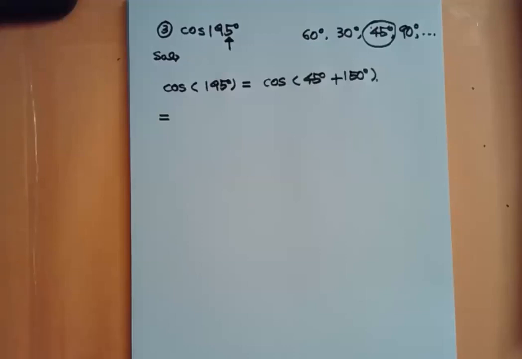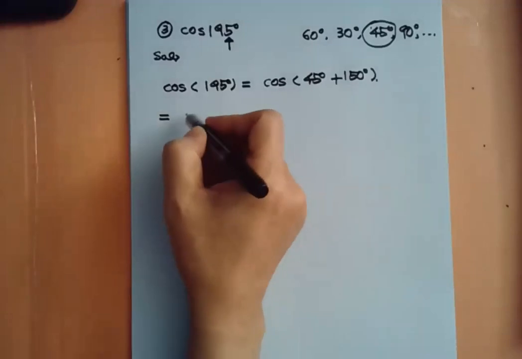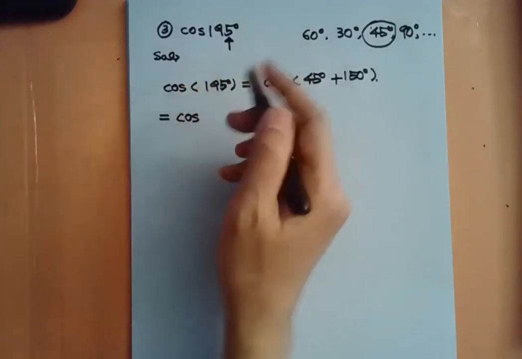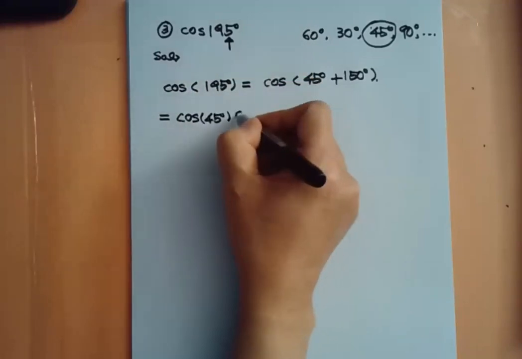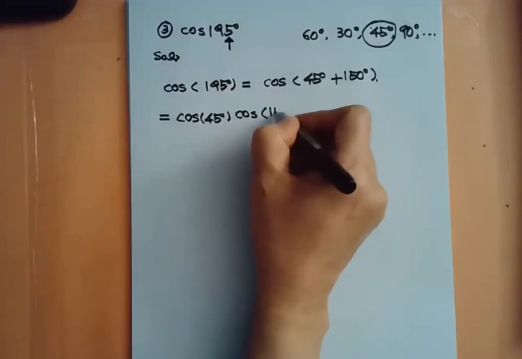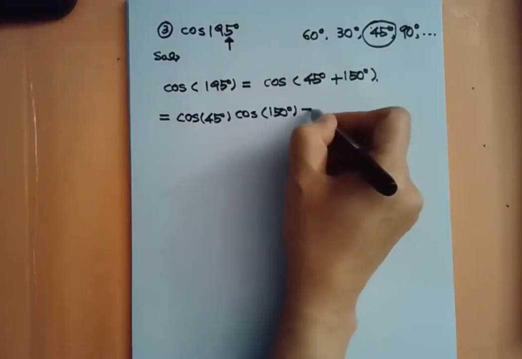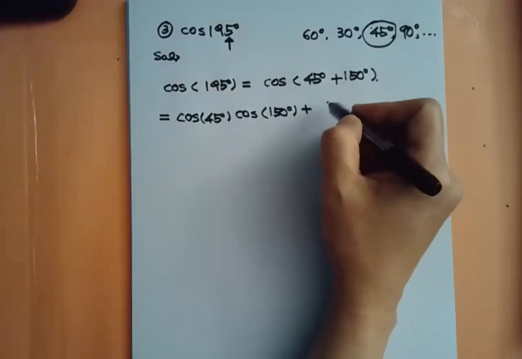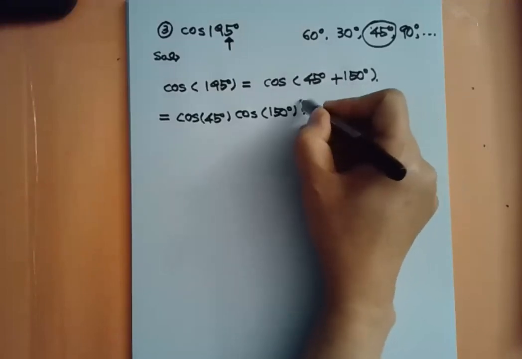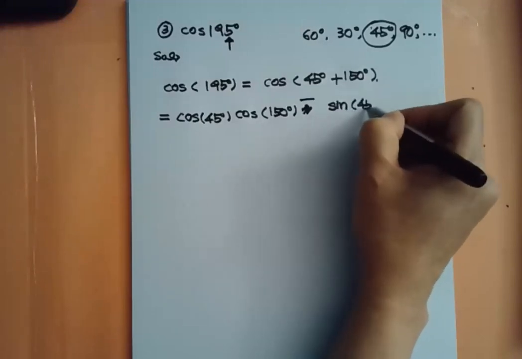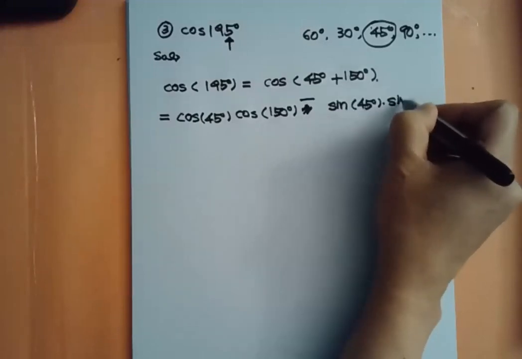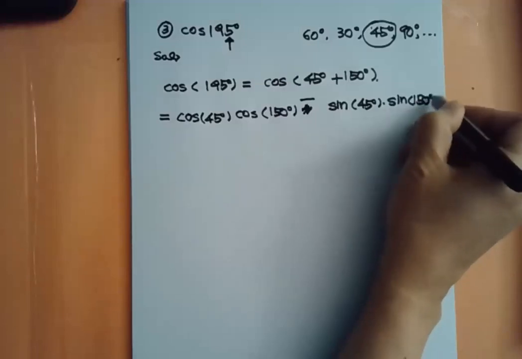And then we apply the sum formula for cosine. The cosine formula combines the same kind. Cosine starts with cosine of 45 degrees, and the same kind is cosine of 150 degrees, minus sine of 45 degrees times sine of 150 degrees.